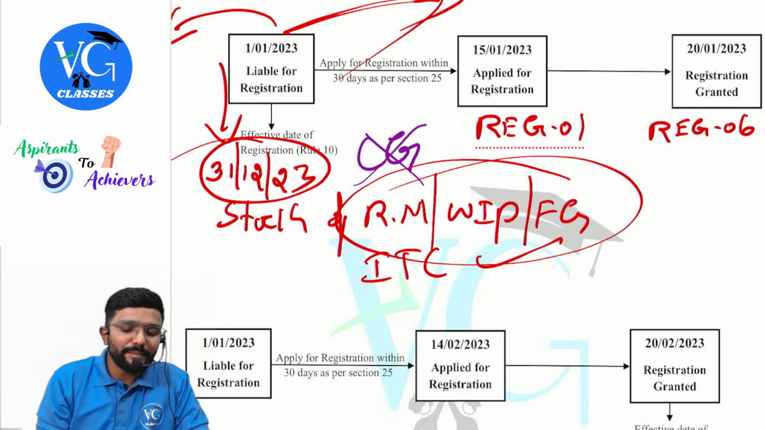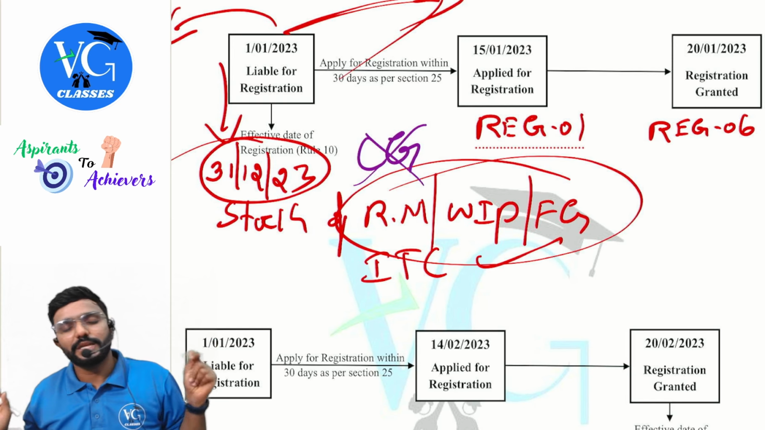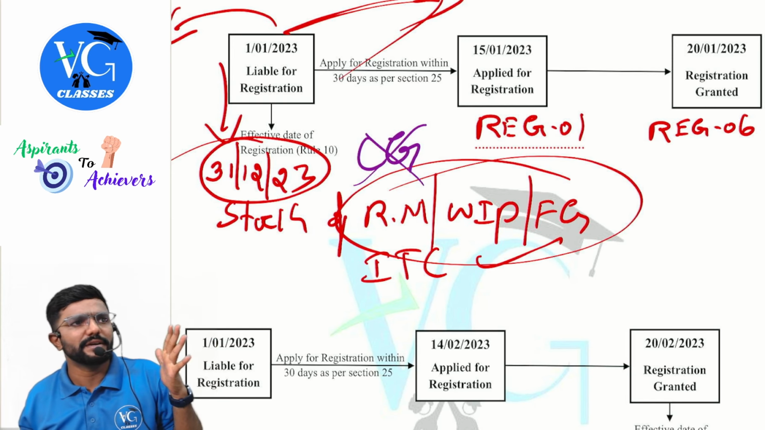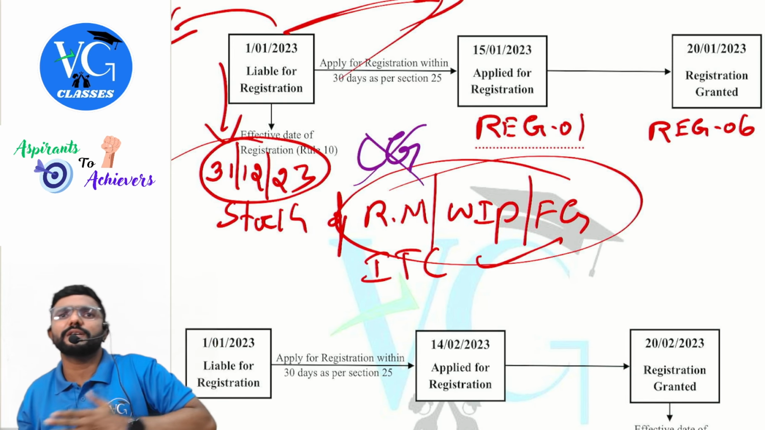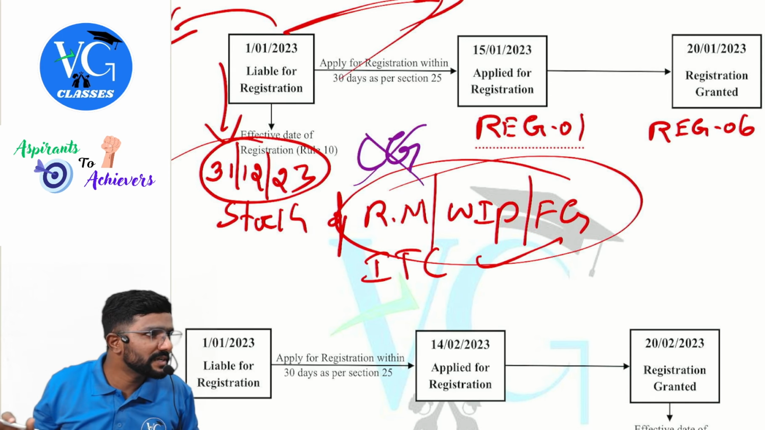Sir, what if I had some capital goods? On that, no credit. On 31st December, whatever capital goods you had, no credit. But after that, if I purchase anything, can I claim the credit? Yes. Is that clear? Yes.